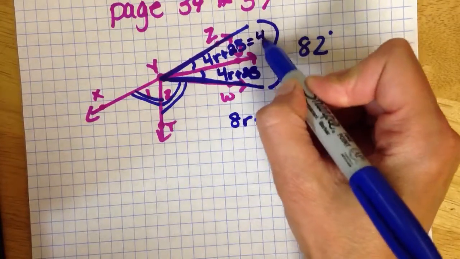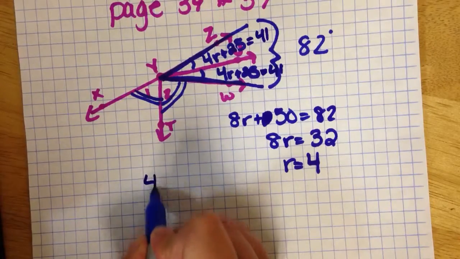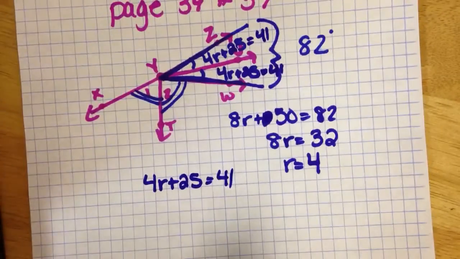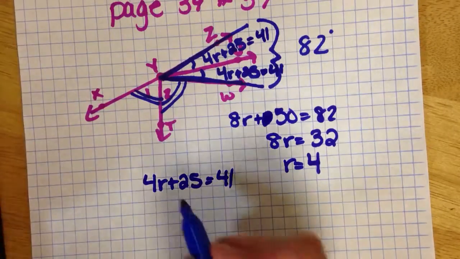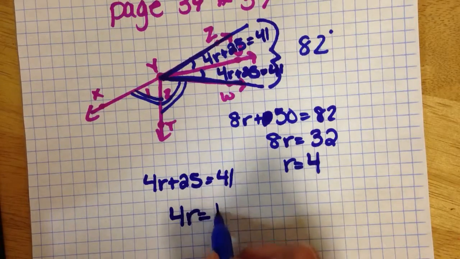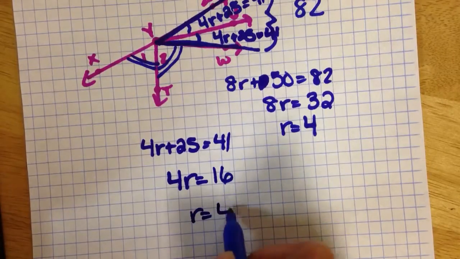The other option is I could say, well, if that whole angle is 82 and it's been bisected, that means each smaller piece would be 41. So I could do 4r plus 25 equals 41. I could subtract 25, which would give me 16. And then I would divide by 4, and I would get that r is 4.